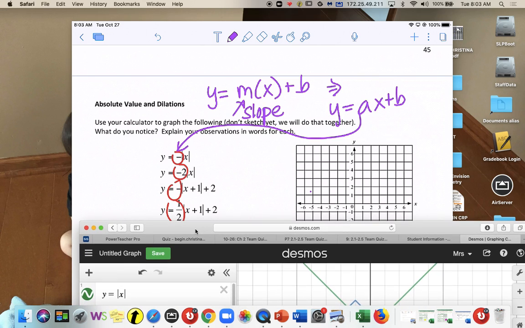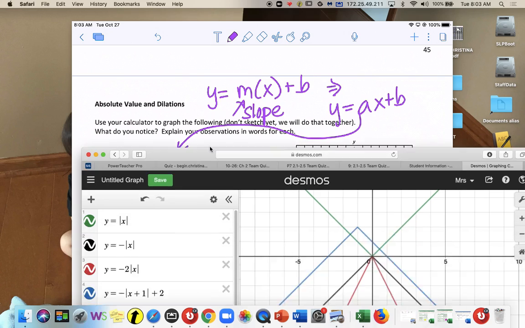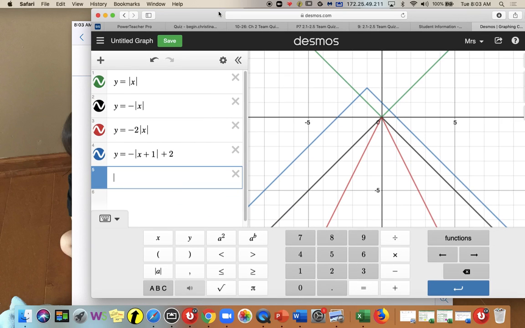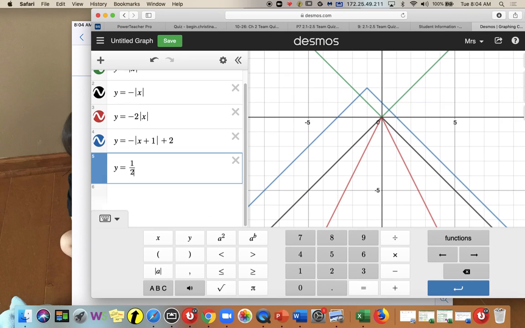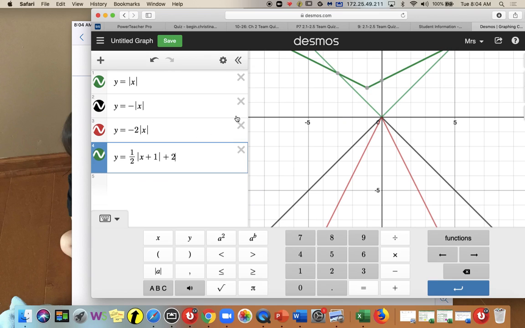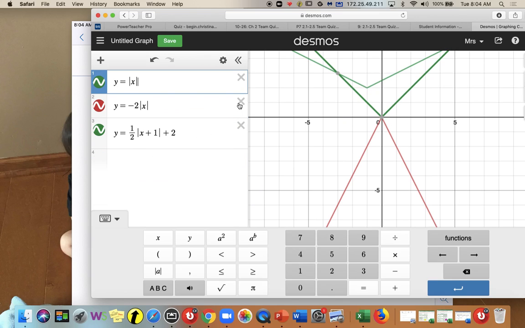It's 1/2, and then it's the same equation as above, so 0.5 is 1/2. I'll just type in 1/2. So y equals 1/2 absolute value of x plus 1 inside the absolute value plus 2. So this is just like the blue graph, except there's a 1/2. I'm going to get rid of some of these right here just so we can look at the difference.